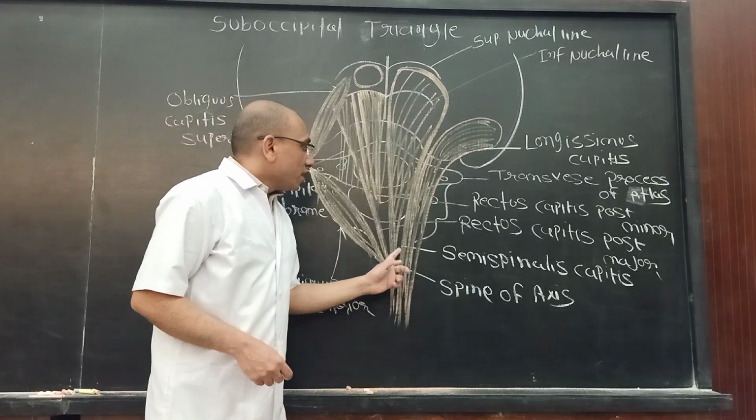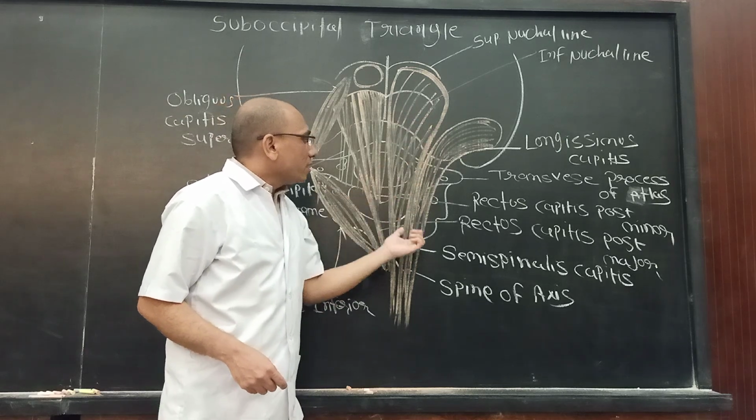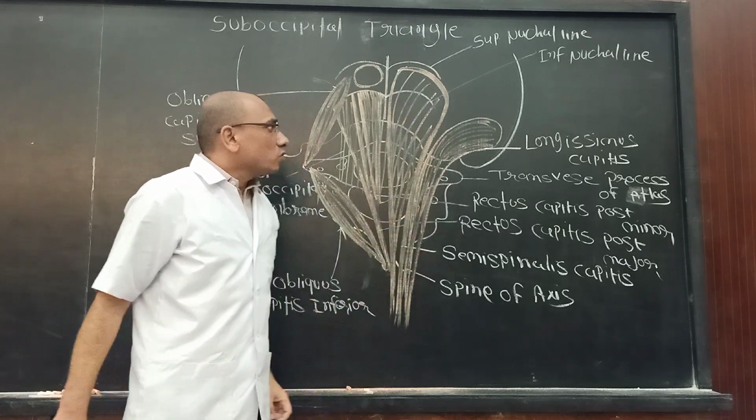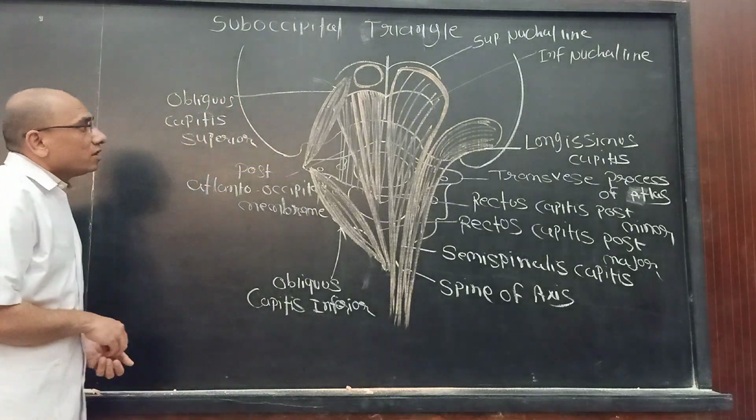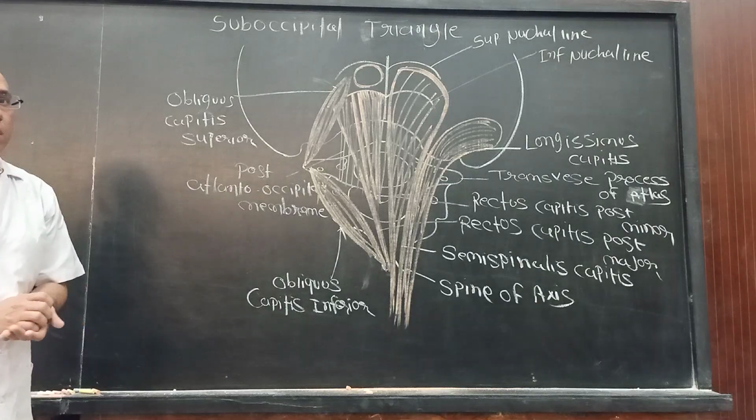And the roof is formed by the semispinalis capitis and the longissimus capitis, two muscles which form this roof of the triangle. So this one is the end of the second part of the suboccipital triangle.